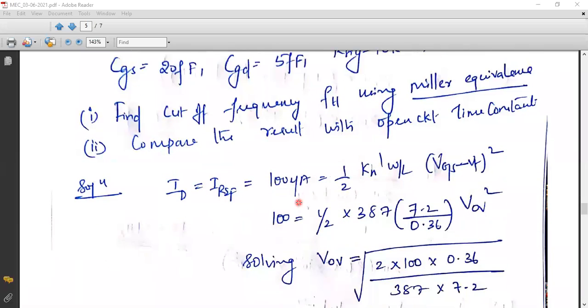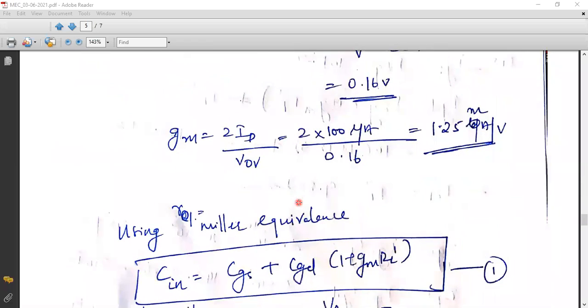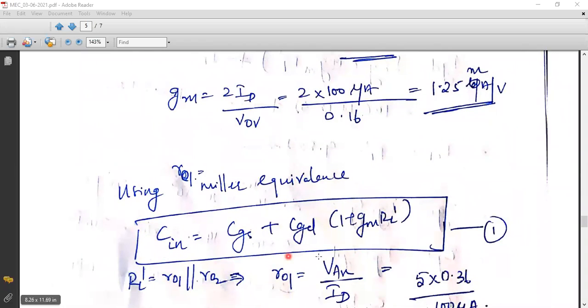So first, what we have to find is, this is our equation for CN. If you see this equation, which is the unknown, students? Which is the unknown? Everything is given or what? No, right? CGS is given, CGD is given, but GM and RL dash is not given. So please note down the equation and write the comment. GM and RL dash is not given. So we have to find the value of GM and RL dash.